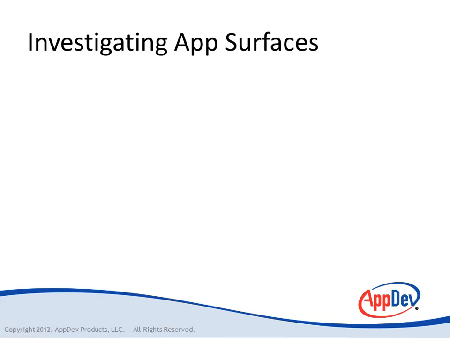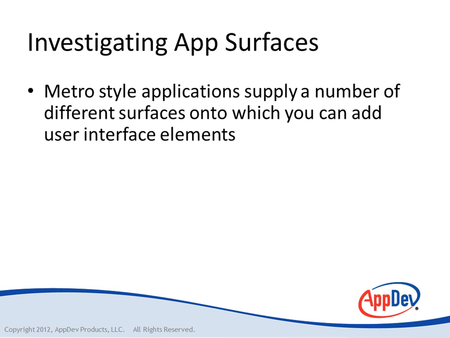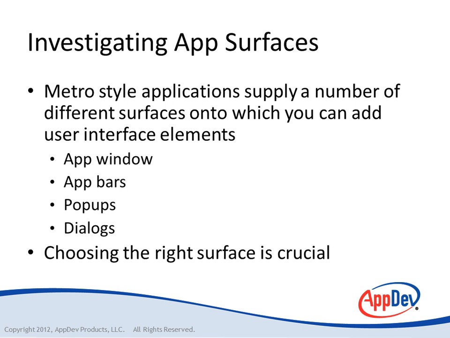Now that we've looked at a number of different controls, let's step back and look at some of the app surfaces that Microsoft supplies for building applications. Metro-style applications supply a number of different surfaces on which you can add your user interface elements or controls. There's the app window where we've put everything so far. There are app bars, pop-ups, and dialogues. Choosing the right surface for each of these is crucial, and Microsoft provides a lot of documentation to help you choose how to create your user interface to create a standard Metro-style look and feel for your application.